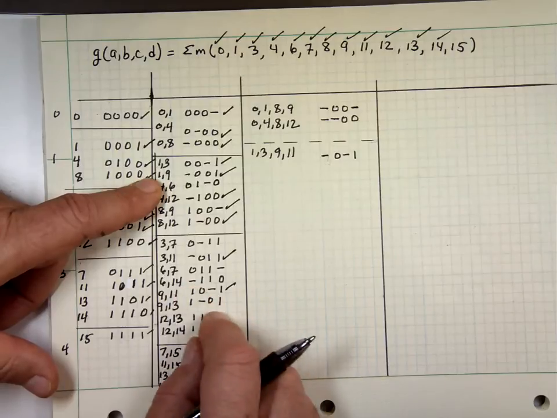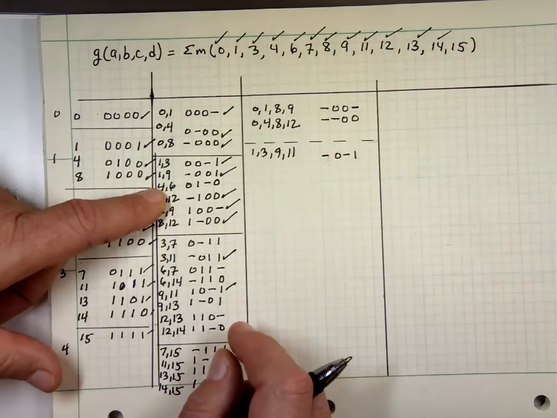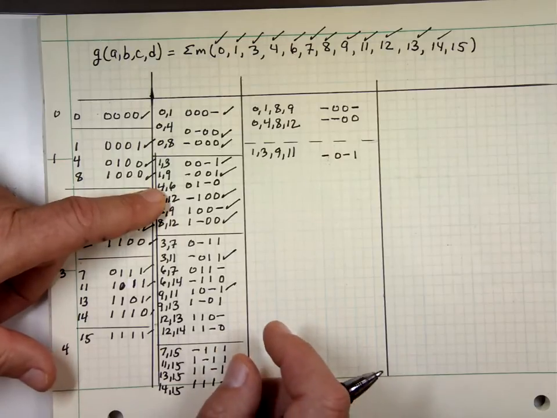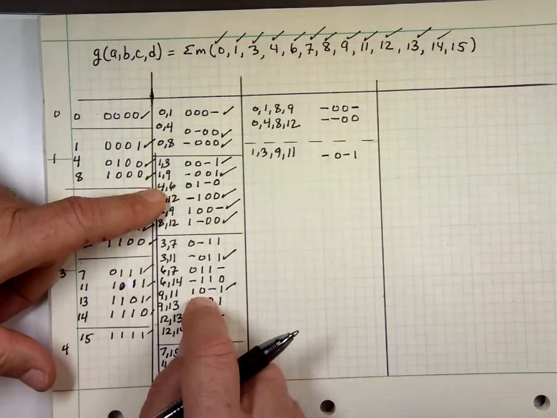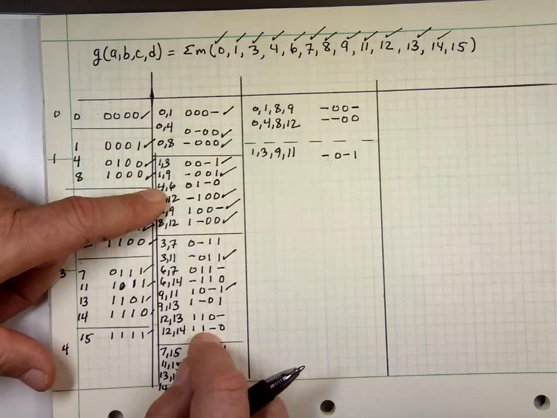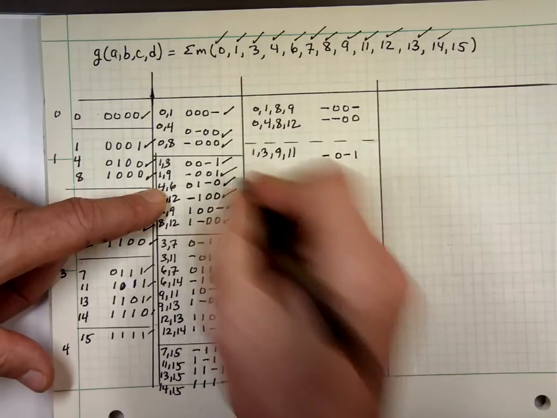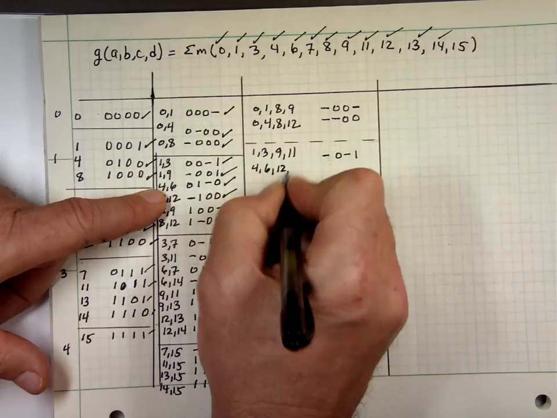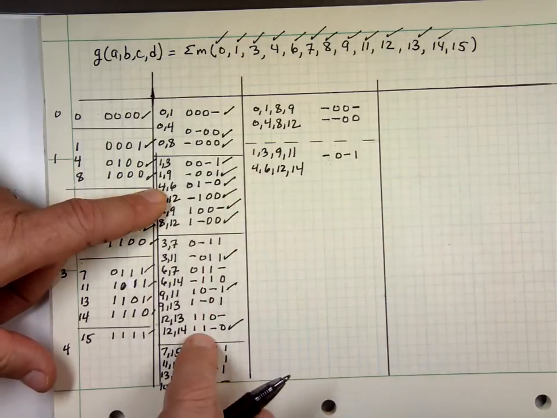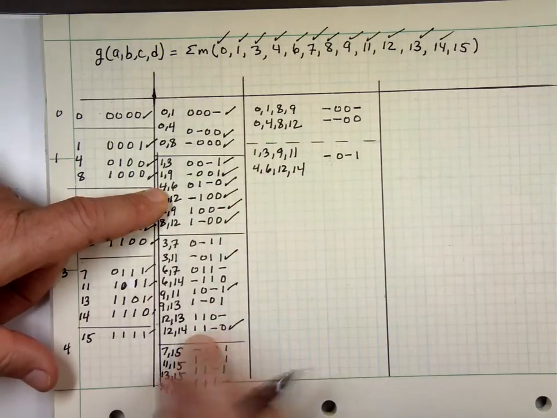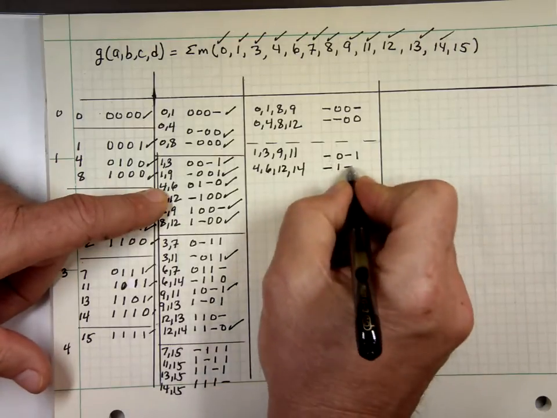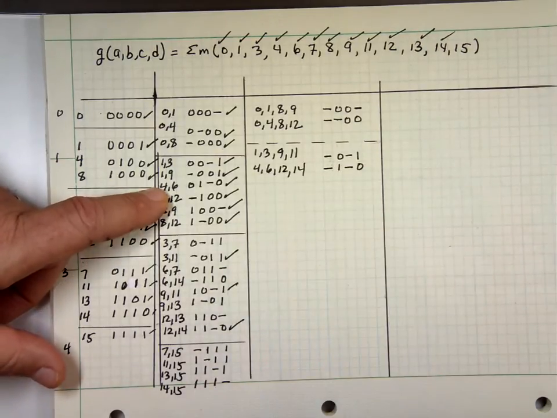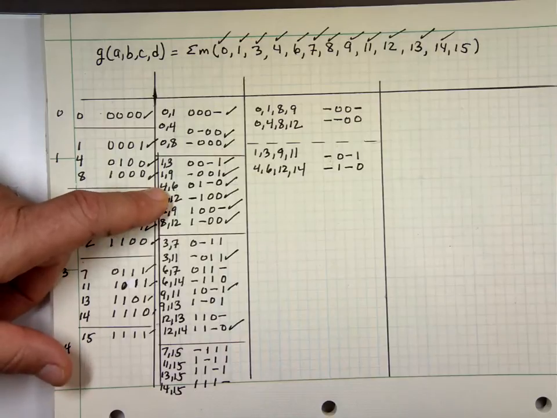Next one, 4 and 6. That's the third dash. 4 and 6. And 9 and 11, no. How about right here? 4 and 6 and 12 and 14. Yep. Check marks. 4, 6, 12, 14. That'll be dash, 1, dash, 0. Any more with the 4 and 6? No.